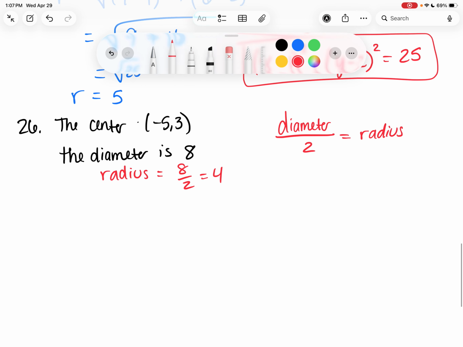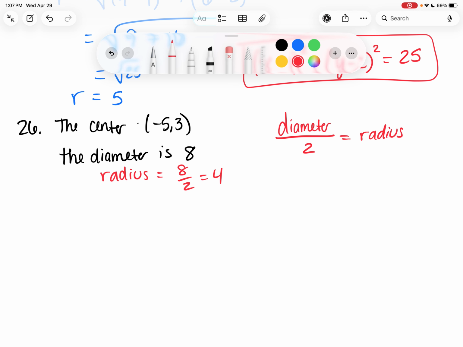So now, somebody other than Jonathan, tell me how to find the equation of this circle. (x plus 5) squared plus (y minus 3) squared equals 8. Nope. 4 squared. Yep, the radius value. So that's what they're trying to trick you with here. So 4 squared. And so, again, I can either write it as 4 squared or I can go straight to writing it as 16.